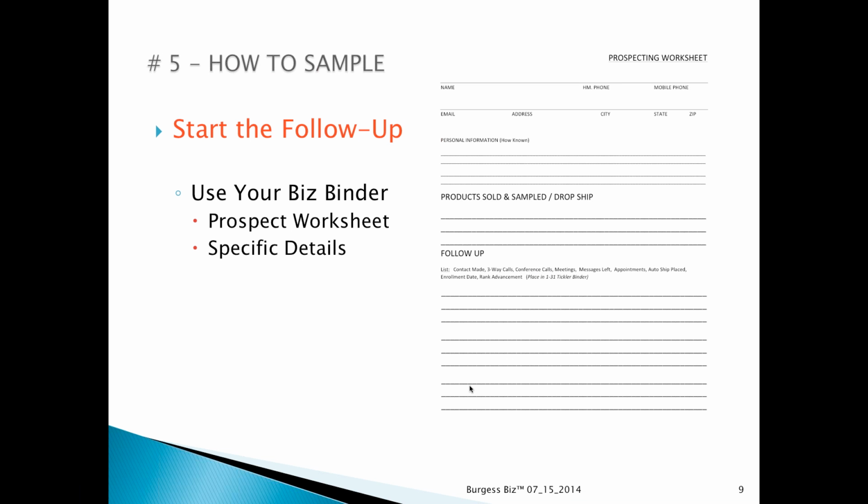Start the follow-up at this point and use that biz binder as we talked about with that prospect worksheet and give specific details. You'll look on that prospecting worksheet and I've got my mouse running over it. Their name, their phone number, email, etc. Just get all of this information. If you have a business card, staple it to this worksheet. Then any products that are sold or sampled, the date, time, etc., and your follow-up when you called them. Now, if you left a message, simply write an M and circle it. That means you left a message and dated it.